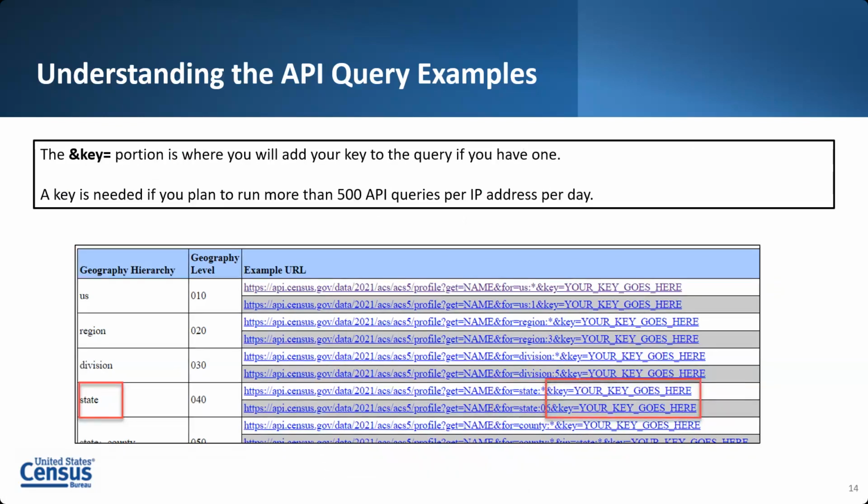The last portion is where you would add your API key if you had one. For the examples we're going to be going through today, we'll actually be deleting this portion from our queries or have the API automatically delete it for us. But of course, if you did have a key you were using, you would just enter it where it says your key goes here.